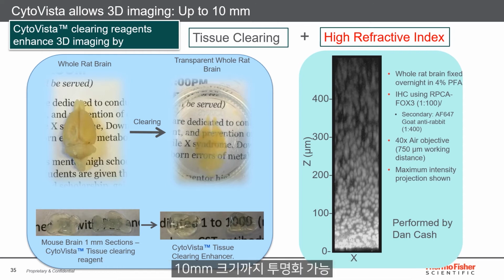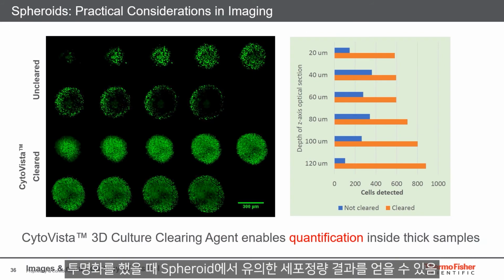Maximum thickness for clearing is 10 mm and clearing time depends on size. For example, this kind of rat brain needed 48 hours. After clearing, you can see labeled cells over 400 micrometer. After clearing, you can get a clearer image at the deep area of the 3D sample and receive more accurate numbers from all parts of the 3D spheroid. You can see differences of counted cell number between cleared spheroid and not cleared spheroid.